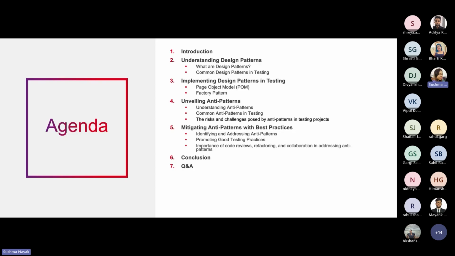Now the last one is the importance of code review, refactoring and collaboration. It's not like every time we write our code we directly merge and it goes ahead. No, that's not a best practice. Whenever we are writing code or scripting, it's always important to have code reviews, refactoring and collaboration, as this will help us in unveiling anti-patterns. Finally, conclusion, and then if you have any questions, we can take it forward.